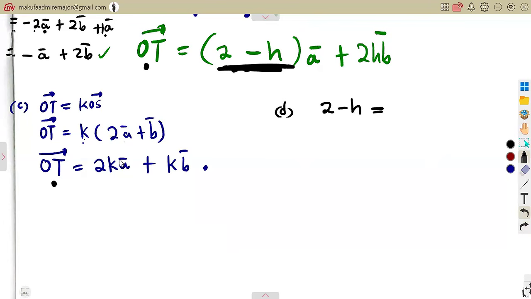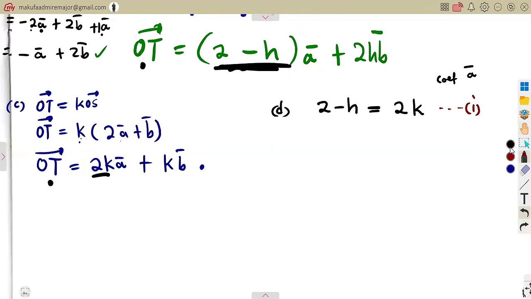It must be equal to the scalar here affecting vector A, which is 2k. So here we are equating the coefficients of vector A. We have formed an equation. Do the same thing for the coefficients of vector B. From the first vector, the coefficient of vector B is 2h, which is equal to the coefficient of vector B in the second equation, positive k.